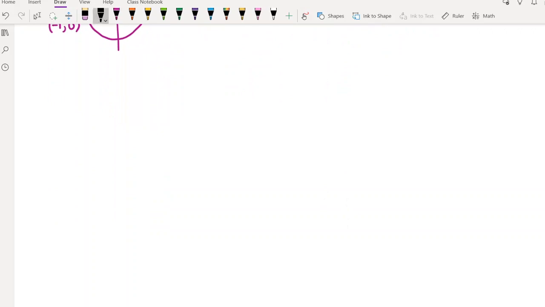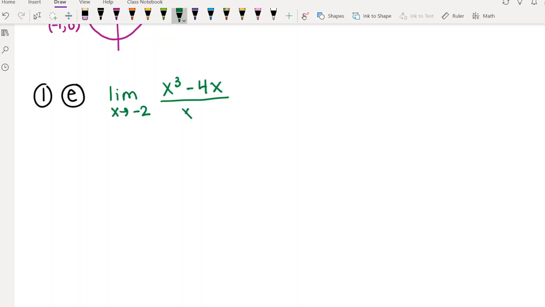Okay, so next one up was number 1e. So this one asks us to find the limit as x approaches -2 of x cubed minus 4x divided by x plus 2. So remember that when we're dealing with limits, and it's not a piecewise function, the first thing you want to do is see whether you can plug the number in. So that was what happened in the previous problem, we plugged the number in, and that was it.